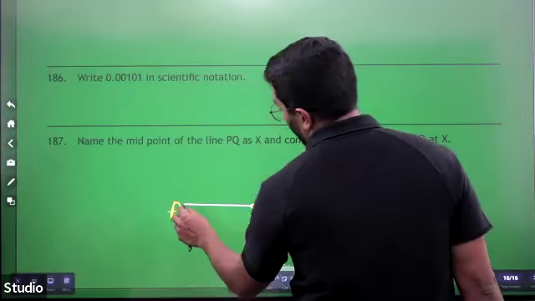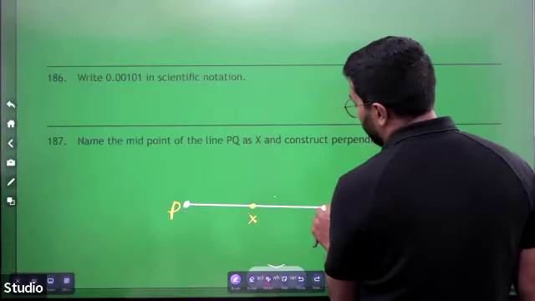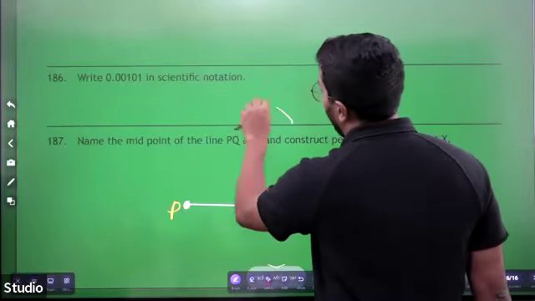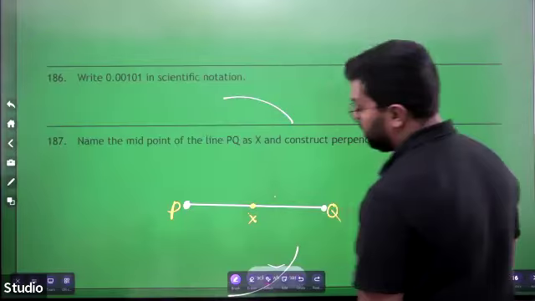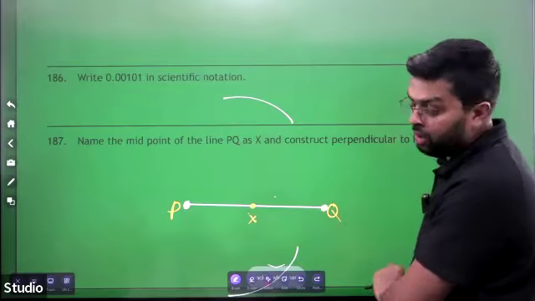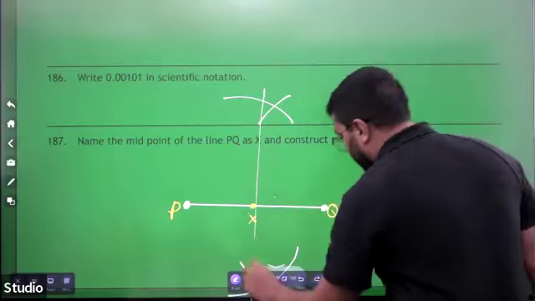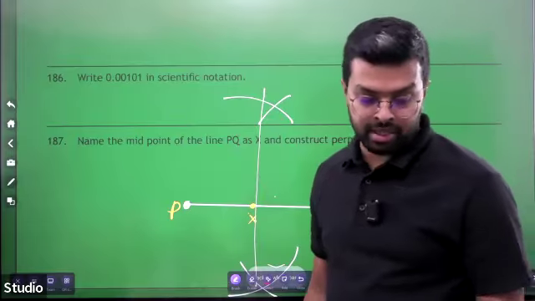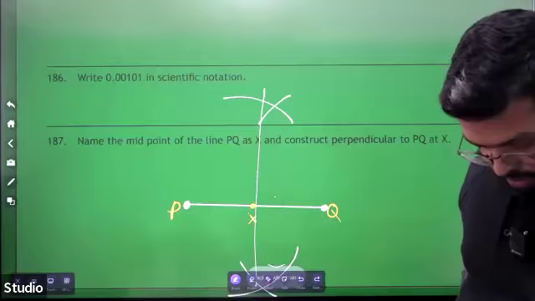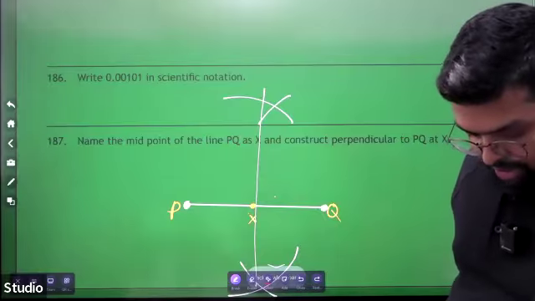How do you draw it? You have to take more than half of the length of PQ. Keep the needle point at this point P. Draw an arc here, and draw one below as well. Without changing the distance, don't change the distance, keep the needle point at point Q now. Draw an arc here and intersect the other arc as well. When you connect these two, you will get a perpendicular bisector. Right?